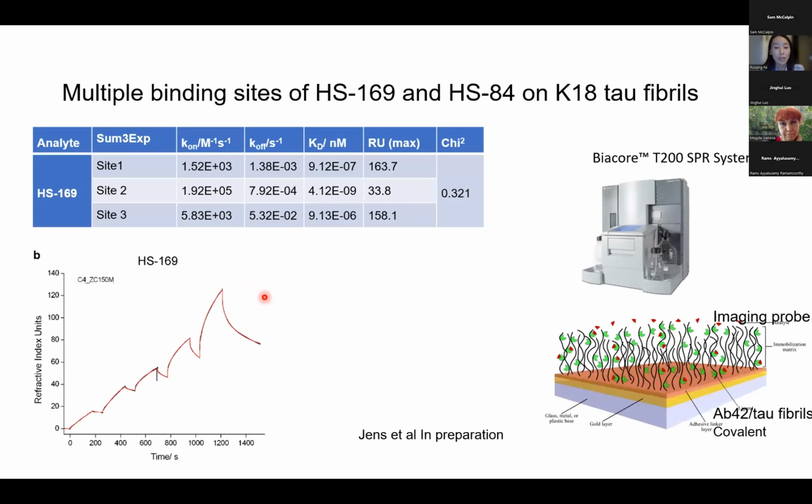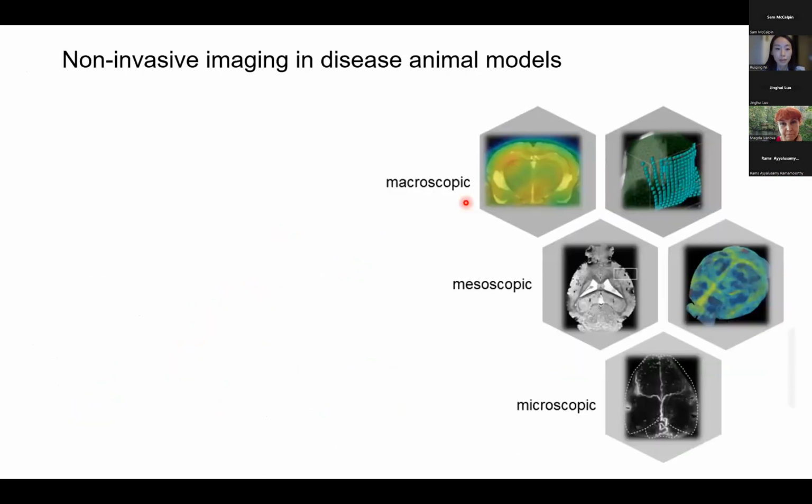And next, we use the SPR method by immobilizing the fibril on the chips, and we can detect with quite higher accuracy the K on, K off, and calculate the KD value, with a rather okay chi-square. So next I will move to the non-invasive imaging in disease animal models.